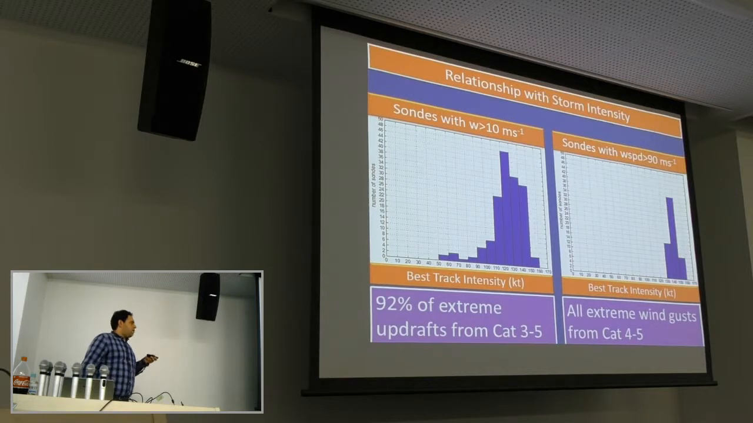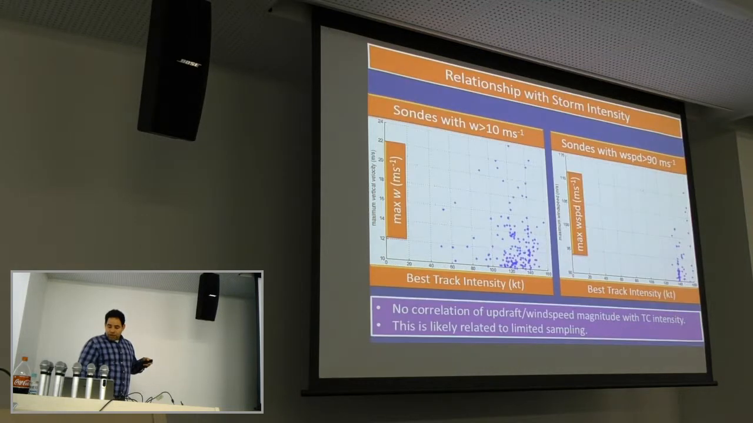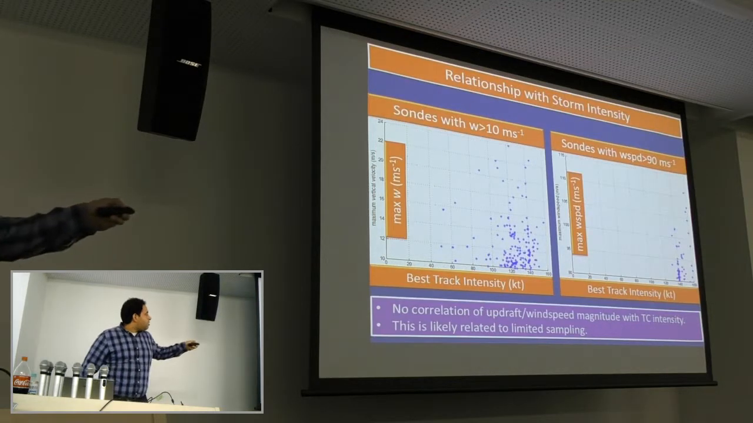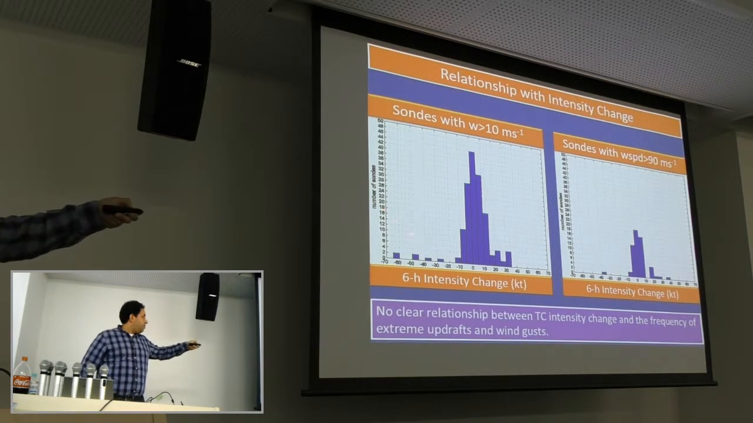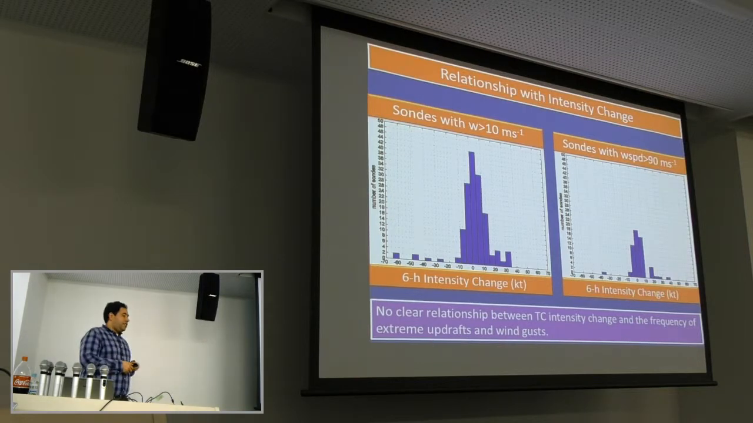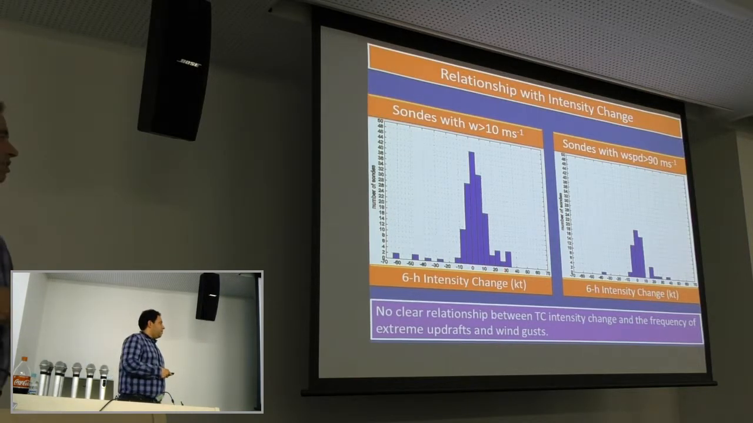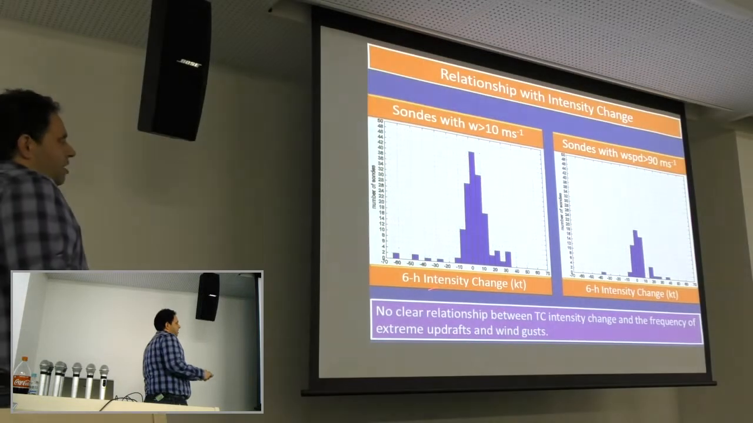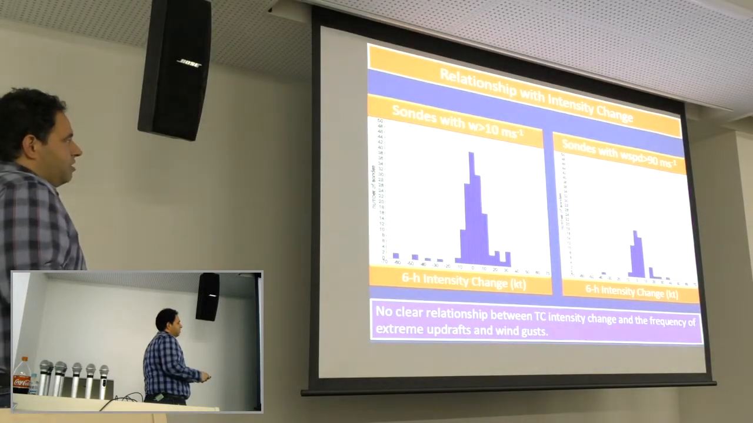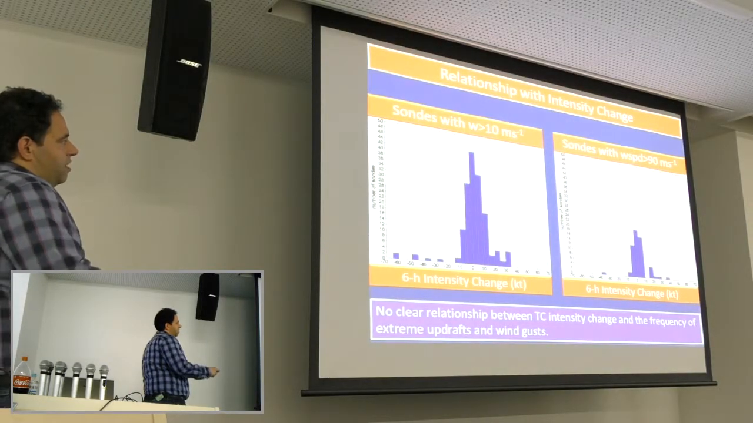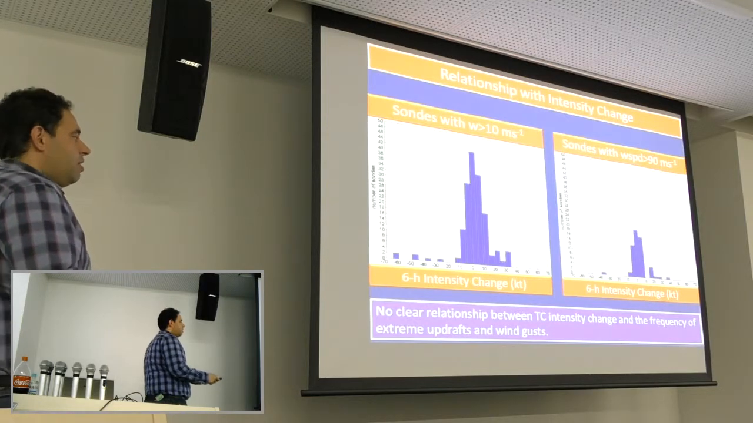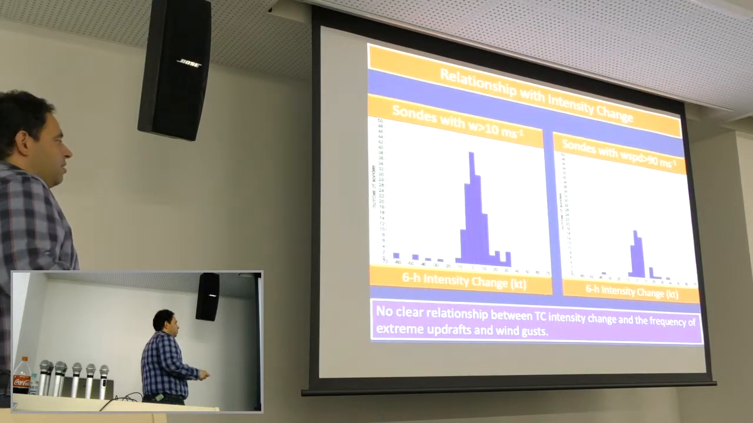Some people have suggested or speculated that there might be a relationship with the intensity tendency, whether a storm might be rapidly developing or steady state. Actually, I'll skip to that for a second. It turns out, from the data set at least, there is not any clear relationship. This is the 6-hour intensity change in knots for the updraft sondes on the left and the wind speed sondes on the right, and there isn't a clear relationship.